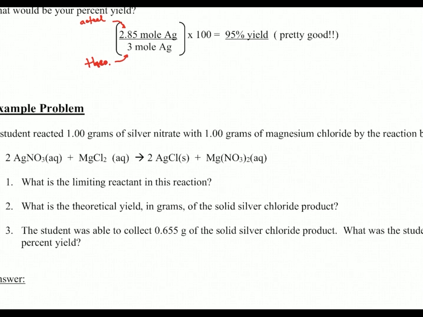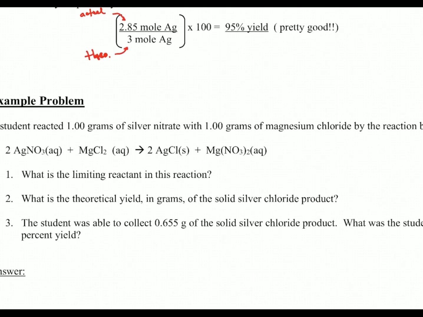All right, let's do this example problem. And one reason I want to work this example problem is I want you to notice the way it's worded because I think this might be one of the most tricky ways, but yet very common way these problems are presented. It says a student reacted 1 gram of silver nitrate with 1 gram of magnesium chloride by the reaction below. And be prepared to need to balance this yourself, but in this case, it is balanced for you.